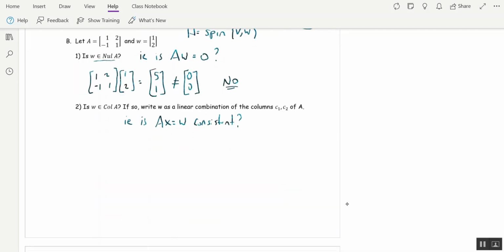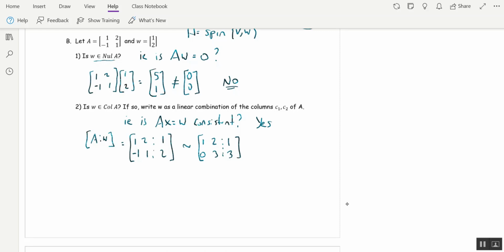So again, that's going to be a computation, but now the computation is we're going to reduce the augmented matrix A augmented with W. So that's 1, 2, negative 1, 1, dot, dot, dot, 1, 2, and we reduce. I'm going to replace row 2 with the sum of row 1 and row 2. All right, so right now I see I have 2 pivots, and so I know that AX equals W is consistent. So I know my answer is yes.